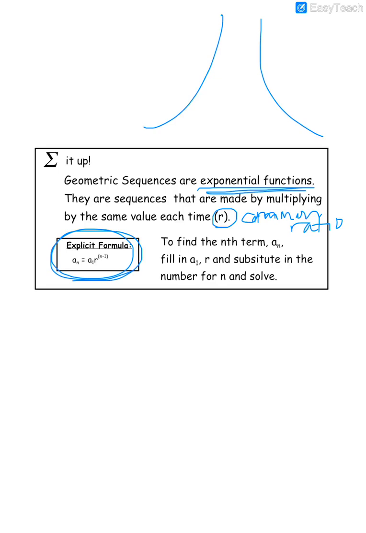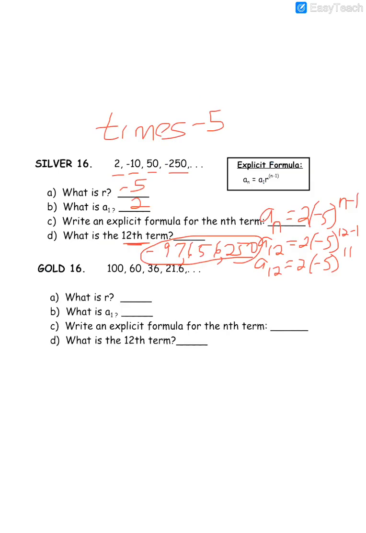And I will go over it in the meet tomorrow. All right, so gold, let's head here. Let's see what you got. So you have 100, 60, 36, and 21.6. So how do I get from 100 to 60? I'm going to do some dividing and see what I get.